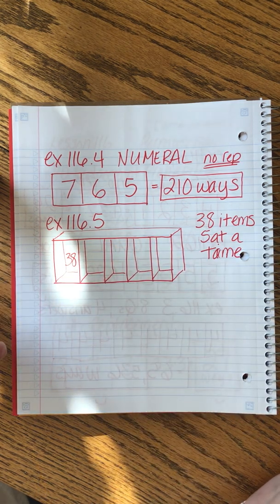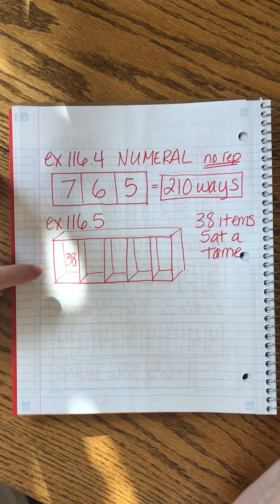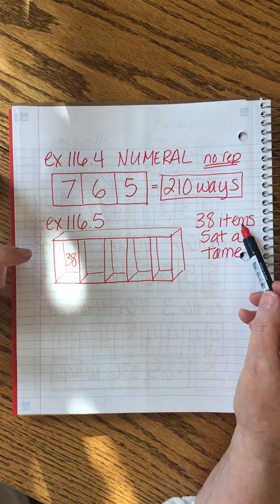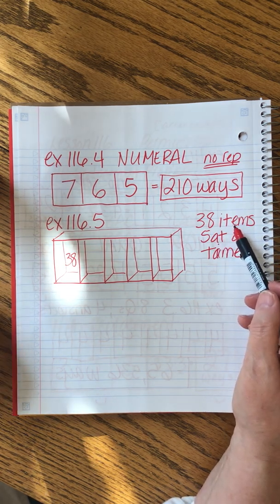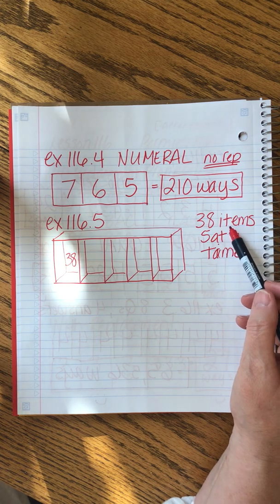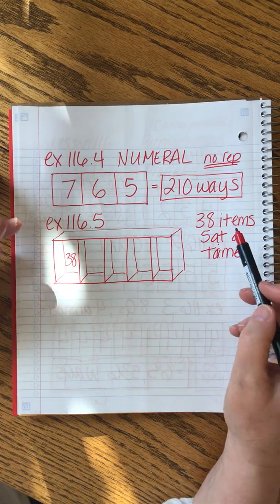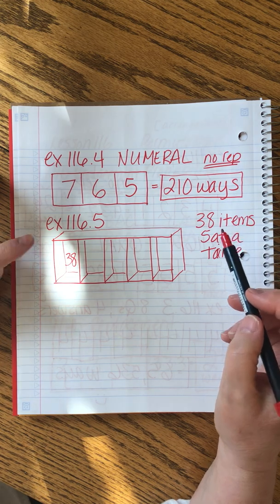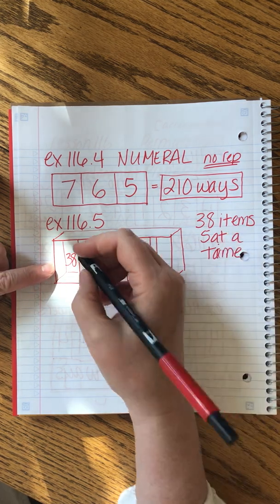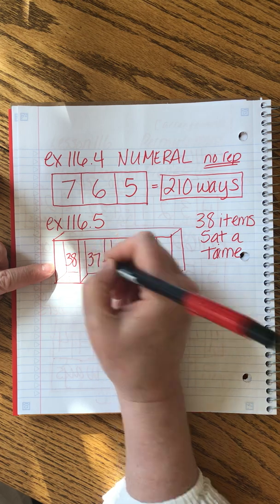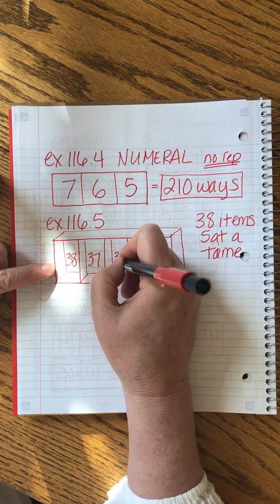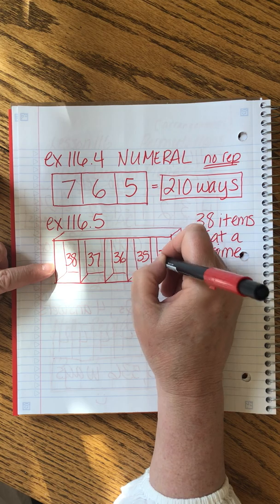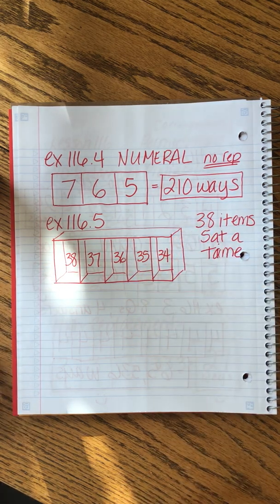Now, the problem doesn't tell us if repetition is possible or not, but we have to think logically again. If there are 38 physical objects, then they're not going to keep popping up like paper napkins in a dispenser, are they? That is not the way the real world works. So we can infer that there's no repetition. So when we go to fill in the next space, there's only 37 items, 36, 35, and 34. That's how many different items we have to choose from.